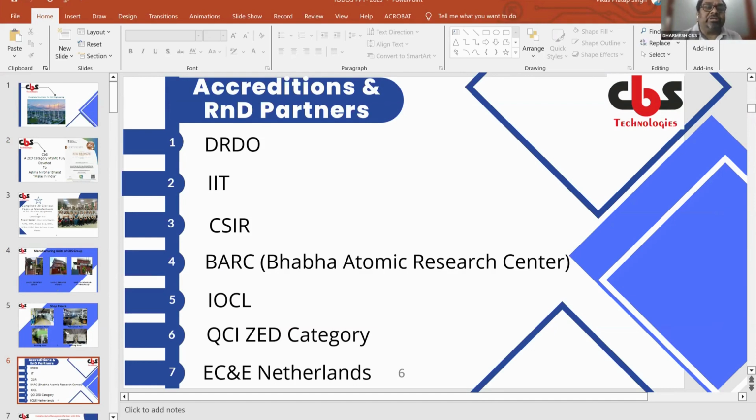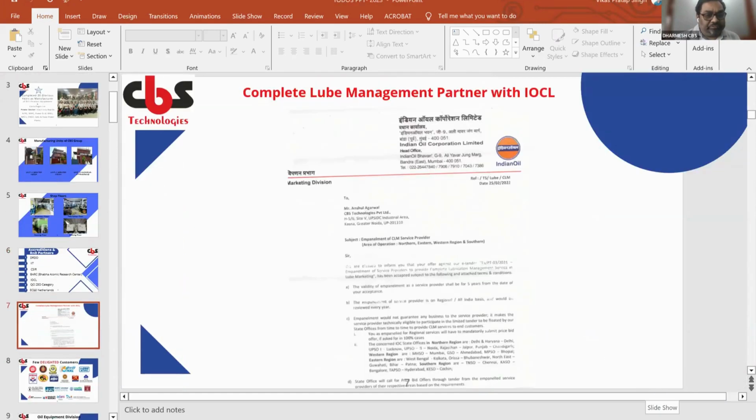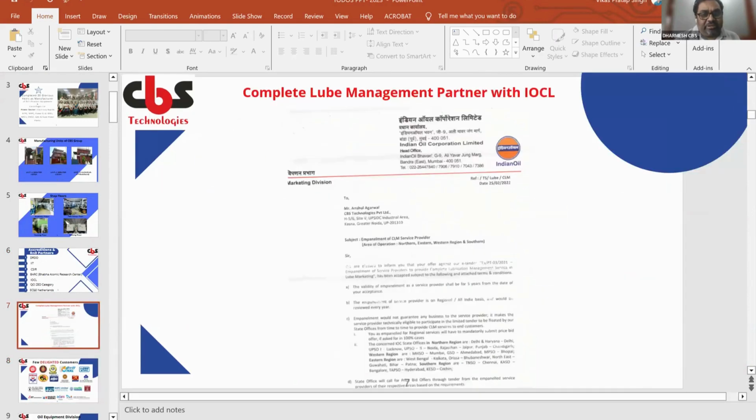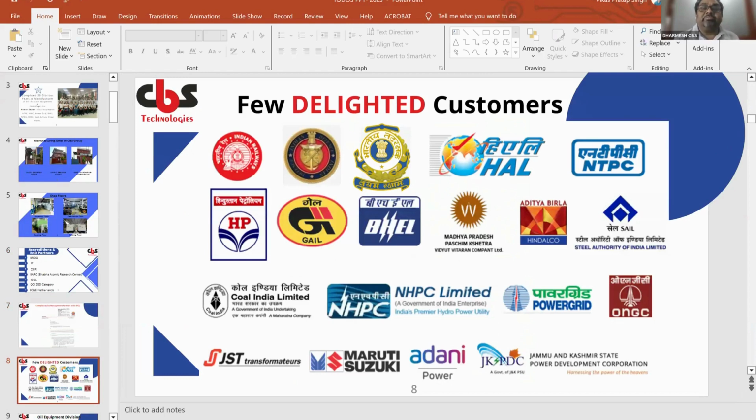government organizations. One is DRDO, then IIT, CSIR, Bhabha Atomic, IOCL. We have QCI certification. Next slide. IOCL, we are a partner of Lubrigen. So these are some delighted customers of our company: Indian Railways, HAL, NTPC, PGCIL, GAIL, ONGC. Next.